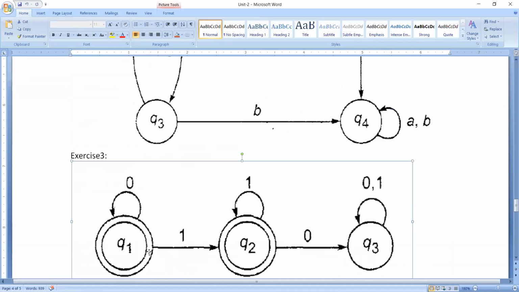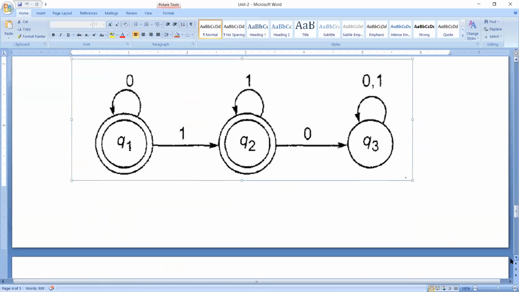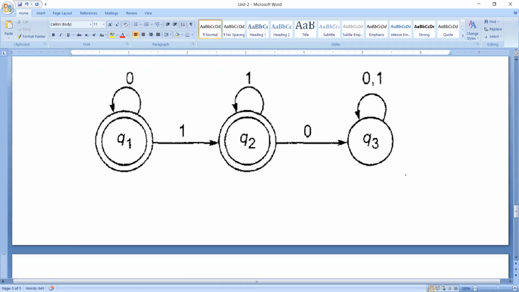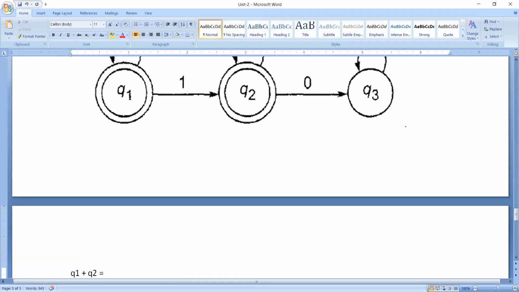Now if you look at this example, in this DFA we have two final states. When we have two final states, the solution we get will not be simply Q1, not simply Q2. It is the union of Q1 plus Q2. Again, I am telling you here plus is nothing but the union operation, not the normal addition we are thinking of.